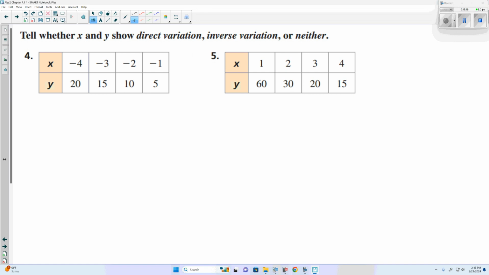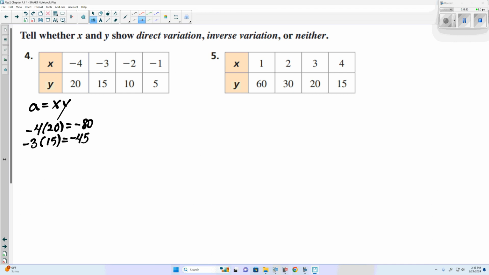Number 4. Do we want to try direct or inverse first? Inverse. A equals x times y. So the first one we can do is 4 times 20. Negative 4 times 20 is? Negative 80. Negative 3 times 15 is? Okay, let's try the Negative 45.